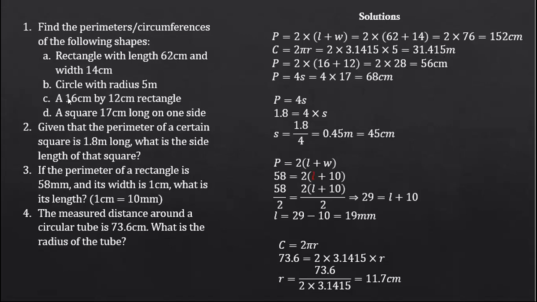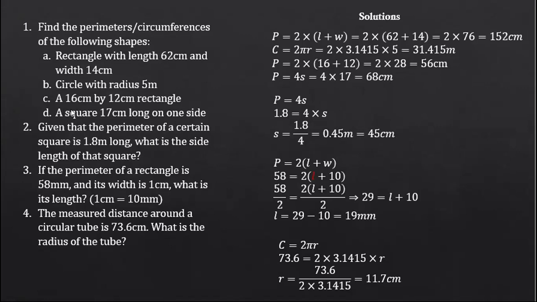C, we have a 16 centimeter by 12 centimeters rectangle. So this 16 is our length and this 12 is our width. So again, we're going to calculate 2 multiplied by 16 plus 12 will give us 2 multiplied by 28, which will give us 56 centimeters.